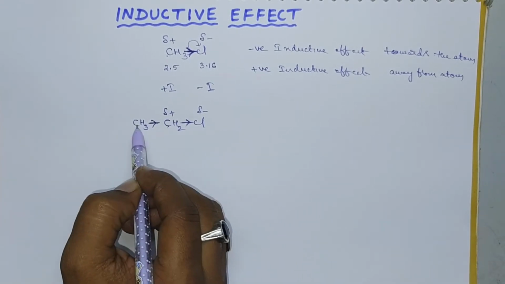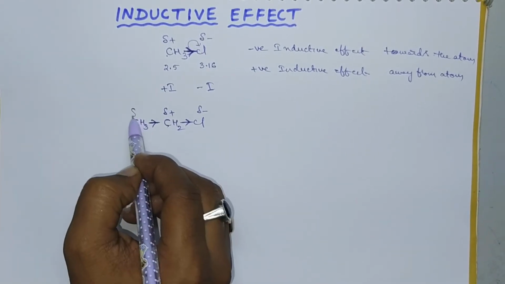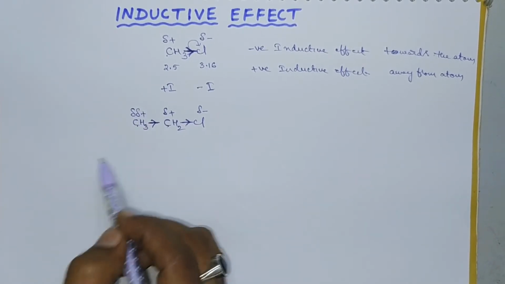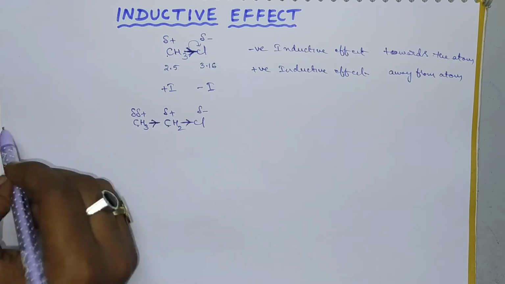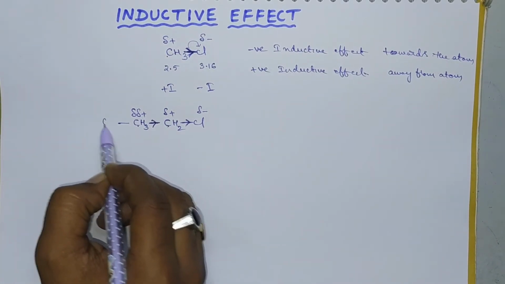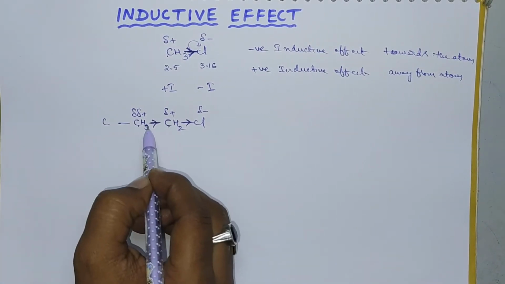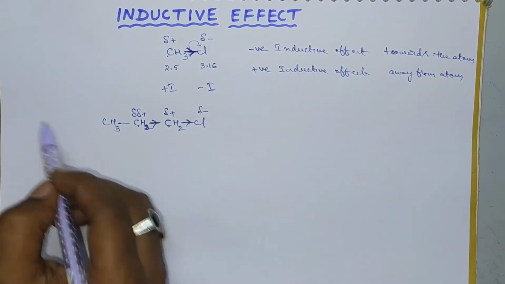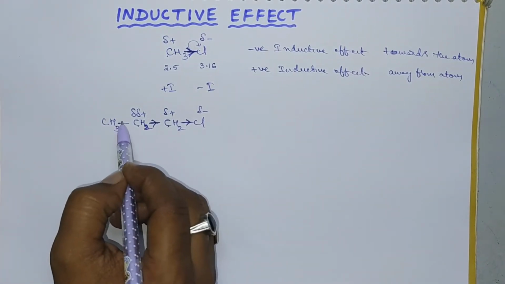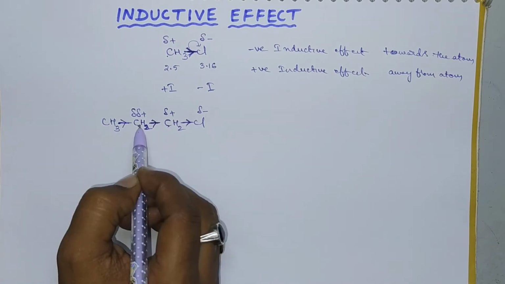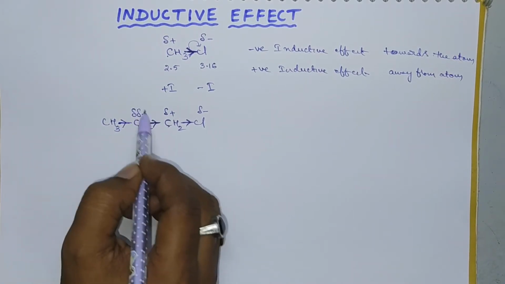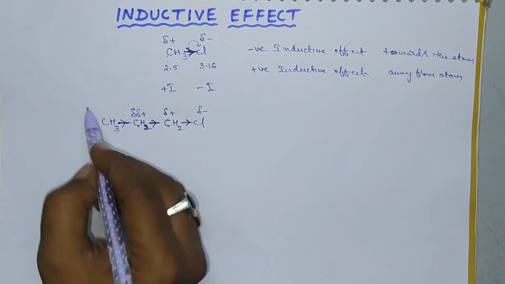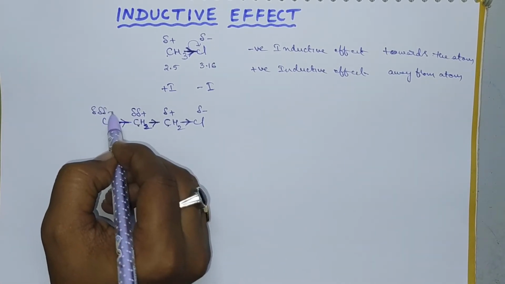Then here it will again become partially positive, which can be indicated by double delta plus. Suppose another carbon is also there, CH2 and CH3. The effect will continue up to this carbon also. The electrons are accepted by this carbon. Since it gets partial positive charge, these electrons also displace towards this carbon, then it will become triple delta plus.